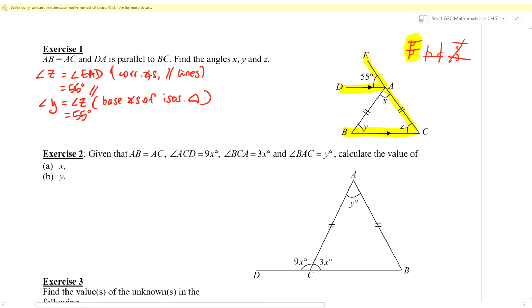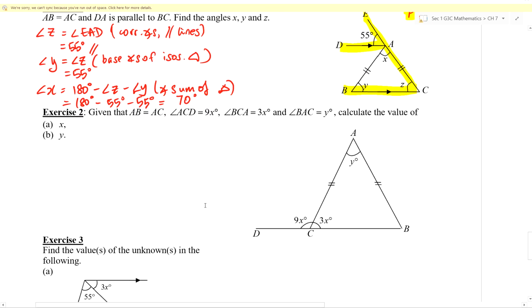So now that we have got Z and Y, we are ready to find X. Angle X must be 180 degrees minus angle Z minus angle Y. Reason, angle sum of triangle. So this is 180 degrees minus 55 minus another 55 degrees, and we have a value of 70 degrees. So every time I call out a property, I must state the reason. Let's continue with exercise number 2.